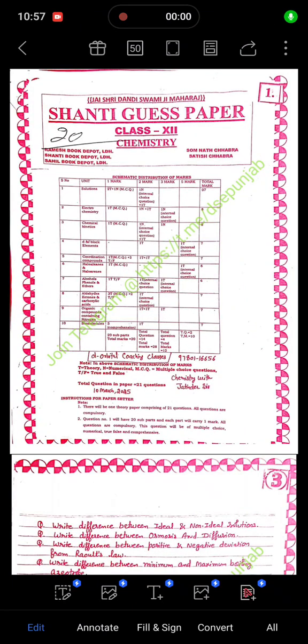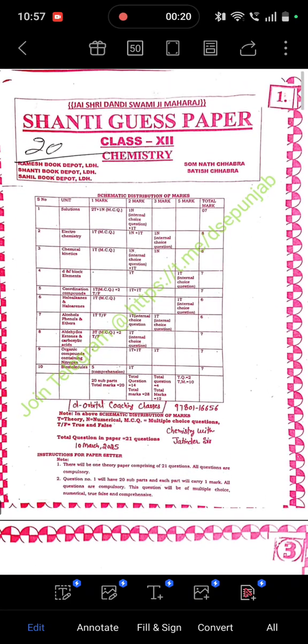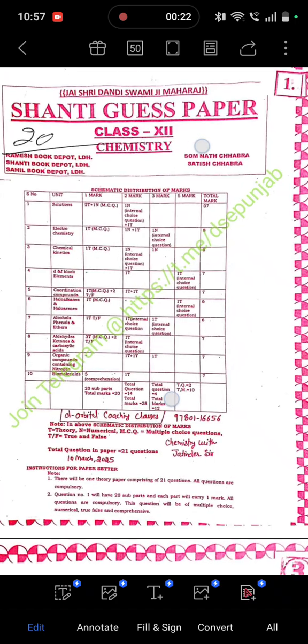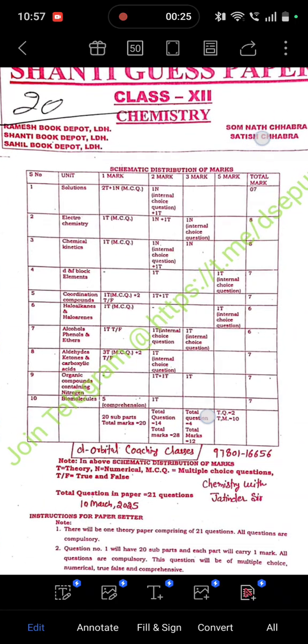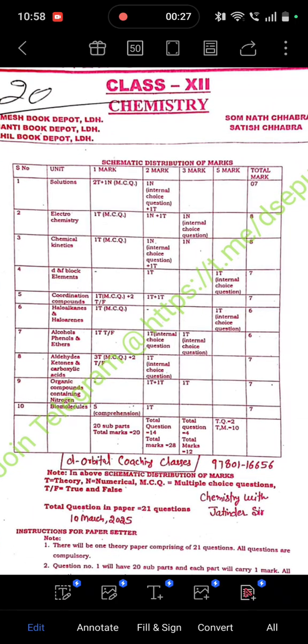So, hello students. Here, as you know, there is your chemistry paper on 20th March. Here, we are totally solving and showing you the most important questions of chemistry from the Shanti gas paper. As expected, you know the paper pattern and systematic distribution of marks of your paper. So, let's start.